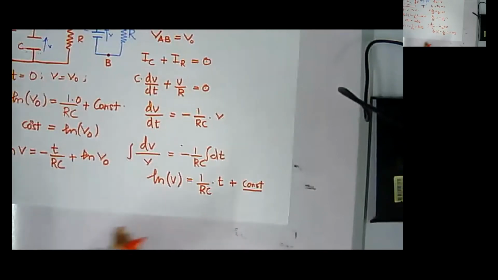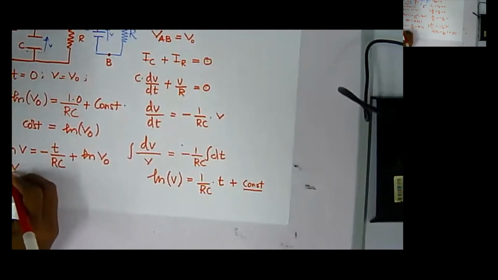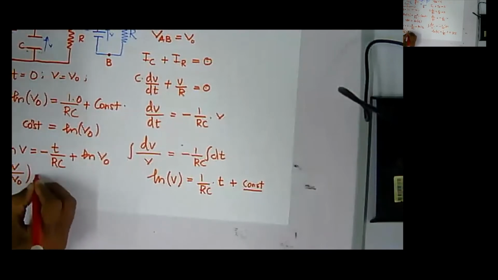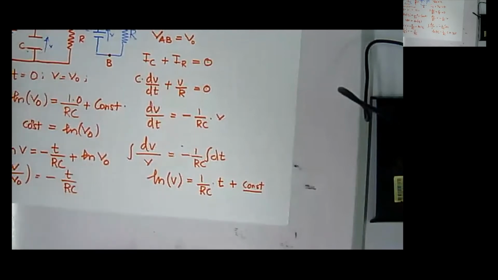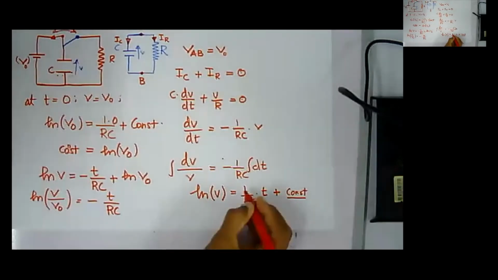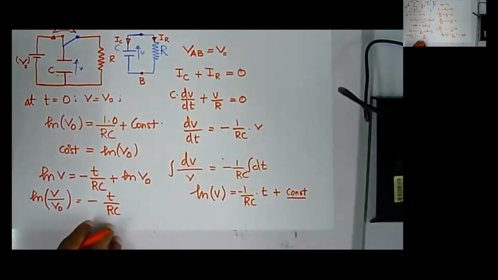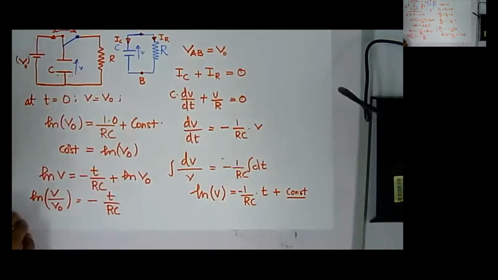Now we can bring this to the other side, so ln V minus ln V naught becomes ln V over V naught equals minus t by RC. Sorry, yes, that is minus. So at t equals 0, the constant becomes V naught.